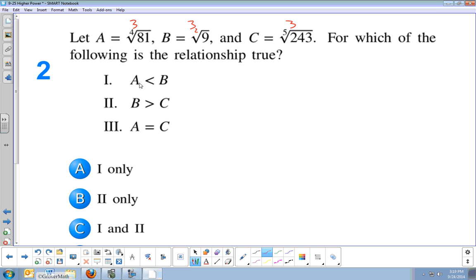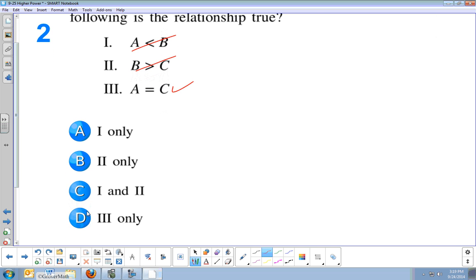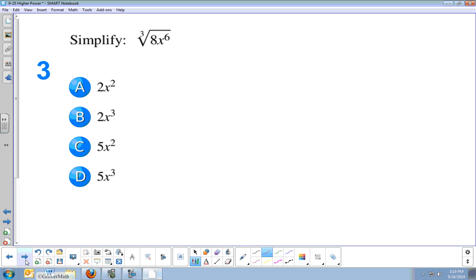Is A less than B? No. Is B greater than C? No. Is A equal to C? Absolutely. In fact, A and B and C all equal each other. So the answer would be D.